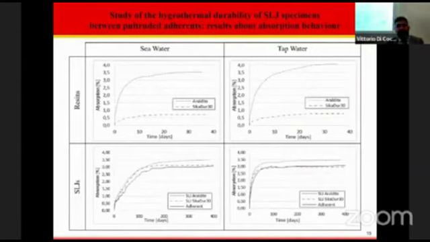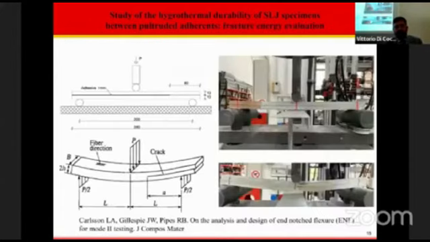This is the absorption results relative only to the adhesive. Here we have seawater, Araldite versus Sikadur 30. Here we have resin in tap water, again Araldite versus Sikadur 30, and here we have the absorption behavior of joints, of adhesive joints. In this case, we have adhesive plus adherends in glass fiber reinforced polymer. In order to evaluate the fracture energy in mode 2, we use an end-notch flexure test.